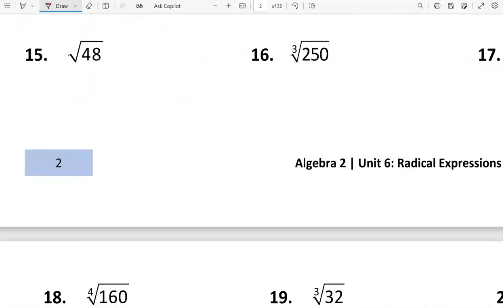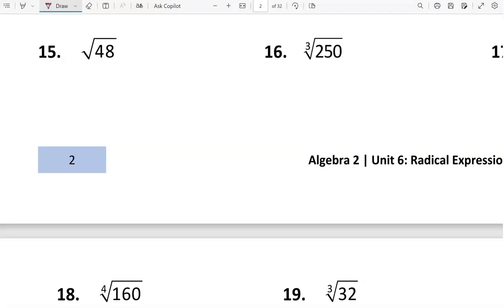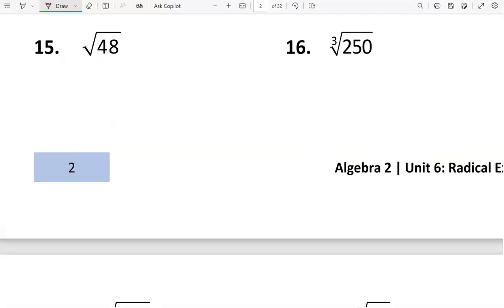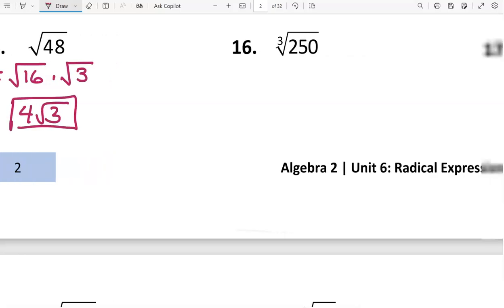In number 15, we're asked to simplify the square root of 48. So we are going to think about our perfect square numbers. Our perfect square numbers are 1, 4, 9, 16, etc. The largest perfect square number that divides evenly into 48 is 16. So we can re-express this as the square root of 16 times the square root of 3, because 16 times 3 is 48, and that will give us 4 times the square root of 3 as a final result.